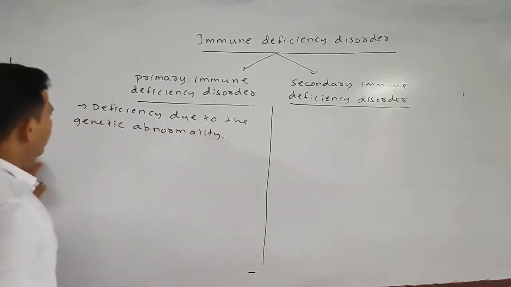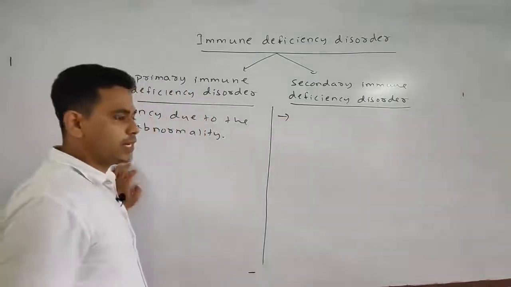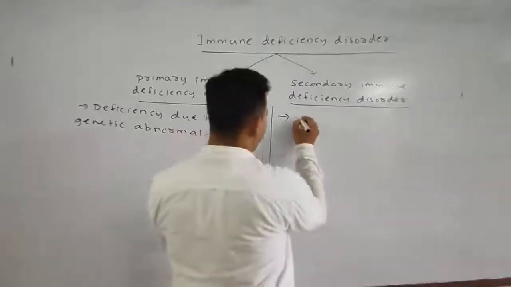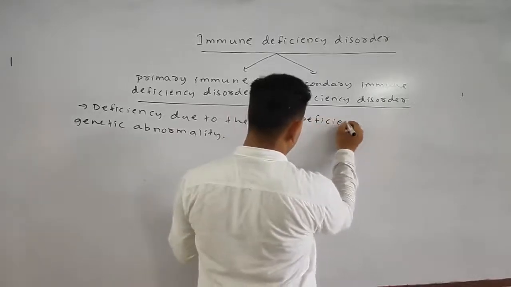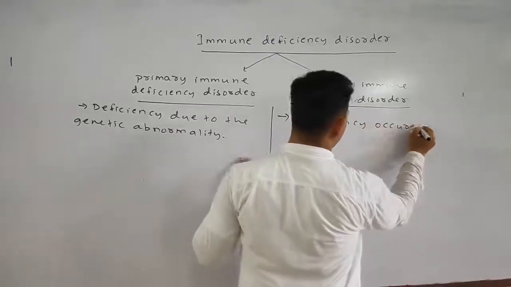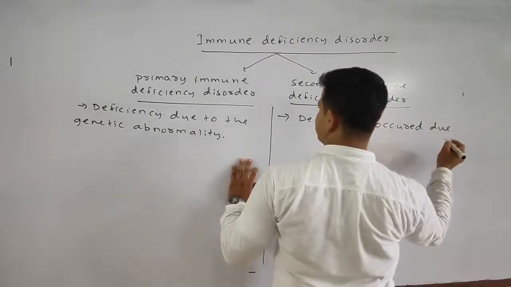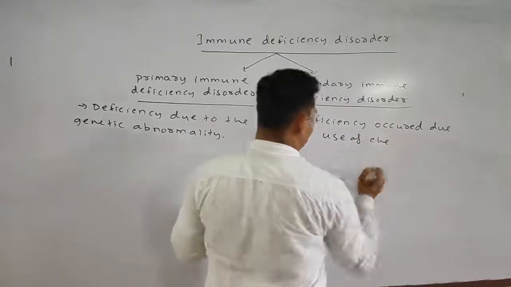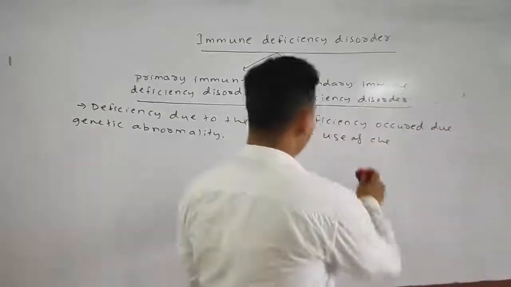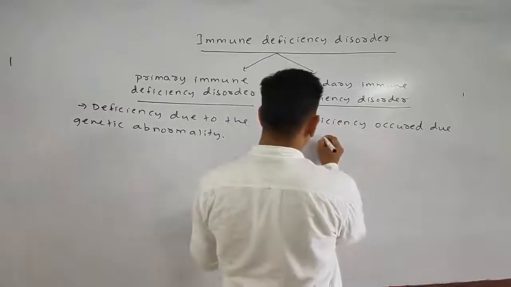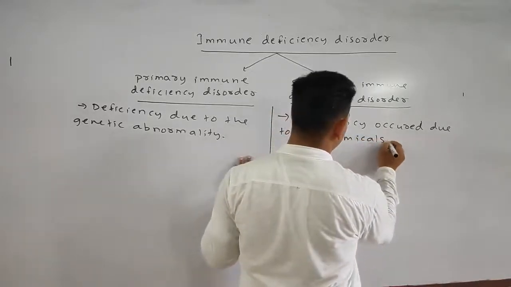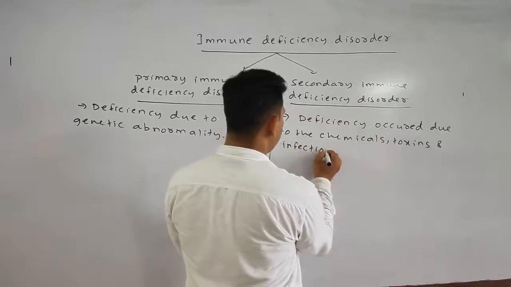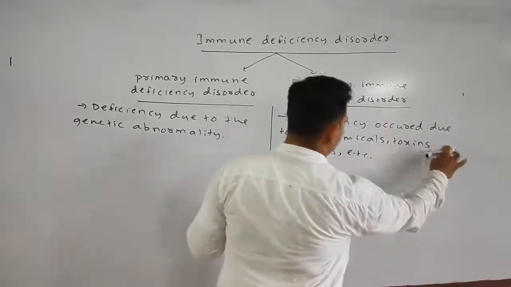Okay, whereas in the secondary immune deficiency disorder, the deficiency occurred due to the chemicals, toxins, infections, etc. Deficiency occurred due to the chemicals, toxins and infections, etc.